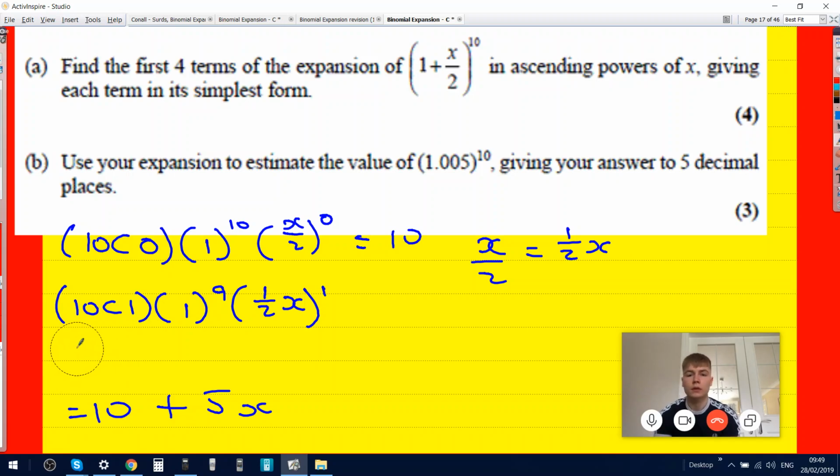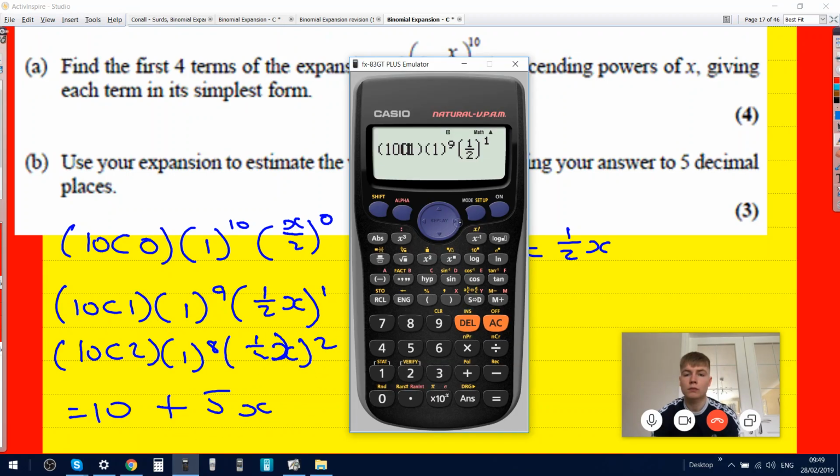How do you get the next term? 10c to 1 to the 8. Half x to the 2. X to the 2. I changed that a little bit. 2.5 x squared. And I wouldn't try to do any of it in your head. Yeah. Just let the calculator do all the work.